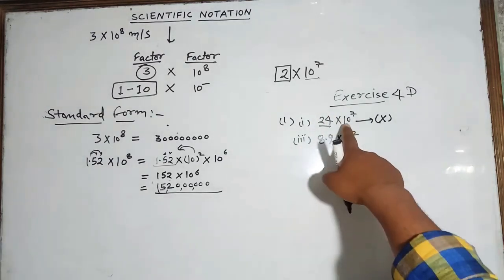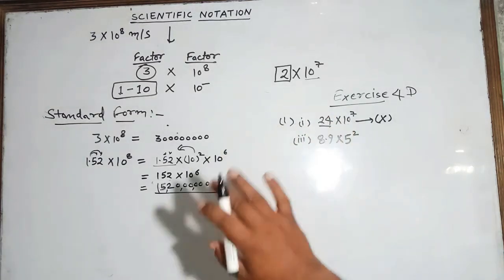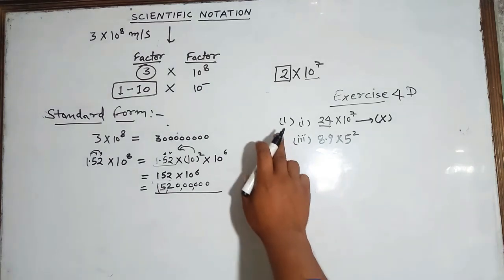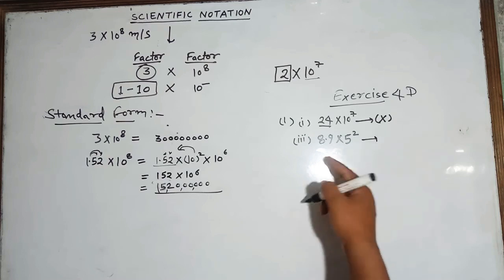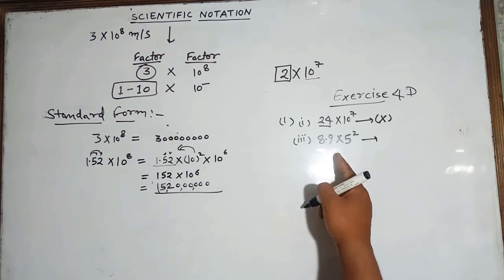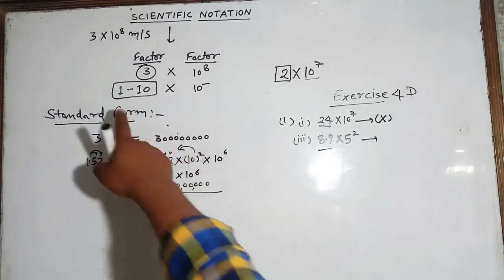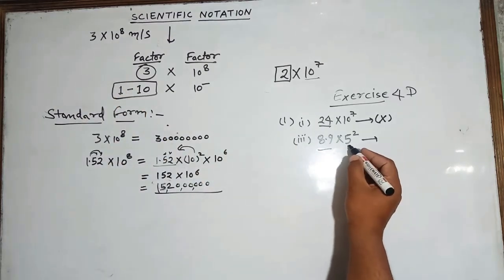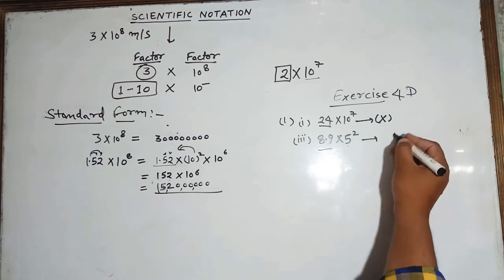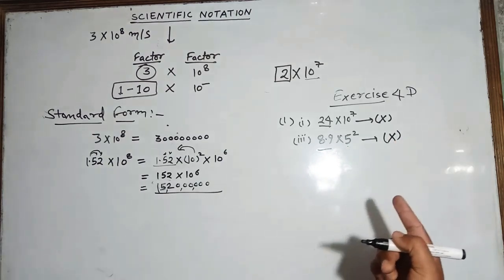Simply, the second factor is okay, but the first factor is wrong here. Now for question number one, third part, you can see 8.9 into 10 to the power 5. Will it be a scientific notation? You know the first factor is between 1 and 10, but the second factor you will check, then it should be a power of 10. Here it is power of 5, so it will again not be a scientific notation.